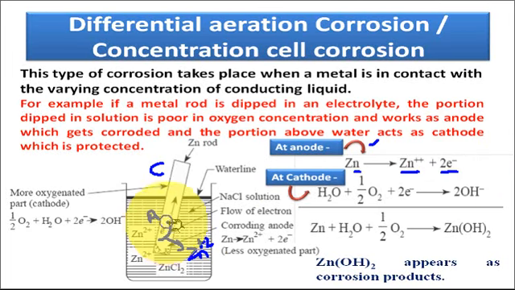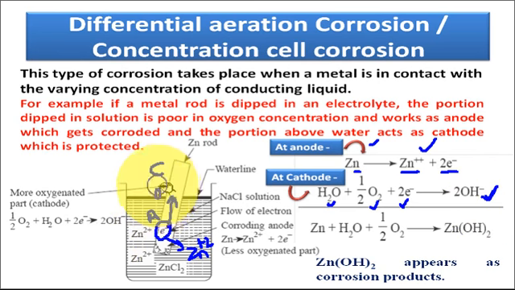The electrons which are released at the anodic part now flow towards the cathodic part, and the cathodic areas are those where high oxygen concentration is there. So at the cathodic part, which reaction is taking place? At the cathodic part, oxygen gains these electrons in the presence of moisture and generates hydroxyl ions. So, at the anode, zinc 2+ ions are formed, while at the cathode, hydroxyl ions are formed.